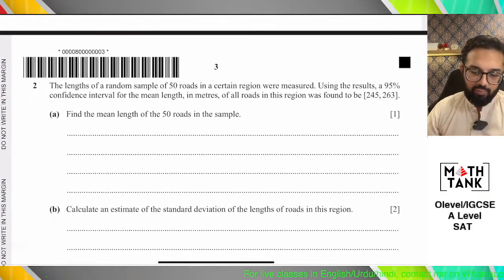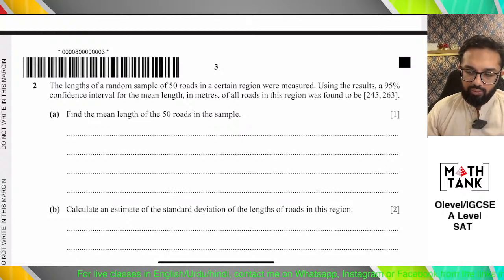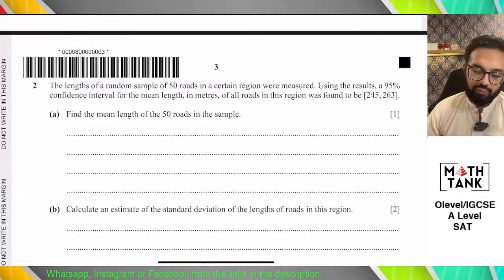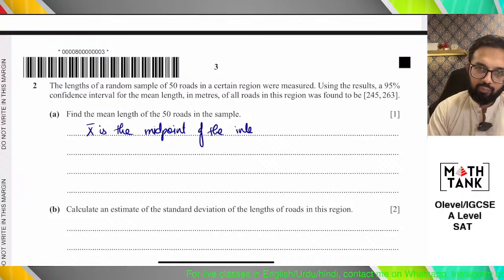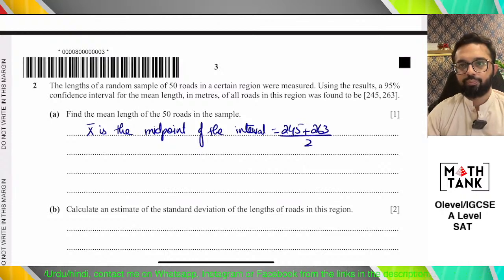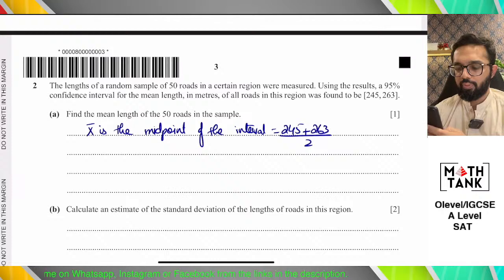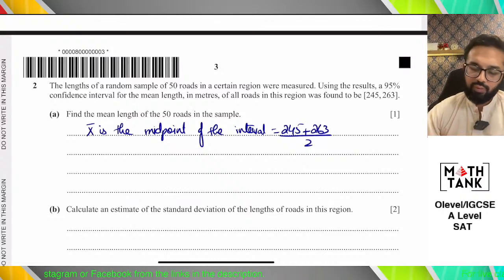It says the lengths of a random sample of 50 rods in a certain region are measured. Using the results, a 95% confidence interval for the mean length in meters of all rods in this region was found. Find the mean length of the 50 rods. The x bar is always the midpoint. It's going to be 245 plus 263 divided by 2, which is 254.